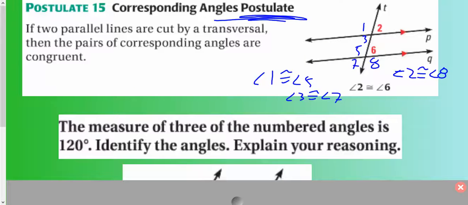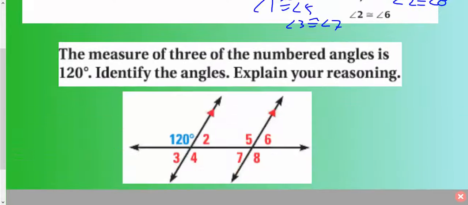Okay? Here's a sample problem. The measure of 3 of the numbered angles is 120. Which ones are 120? Well, I'm going to start off with this one right here, angle 4. Angle 4 is one of the answers because those are vertical. This one here, 5, they're corresponding angles.